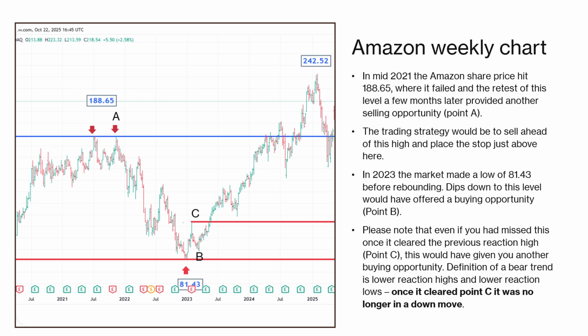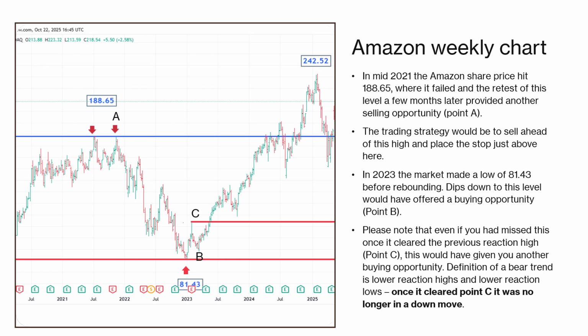This is an example on an Amazon weekly chart. First of all, we look at resistance. In mid-2021, the Amazon share price hit 188.65, where it failed. And the retest of this level a few months later at point A provided you with another selling opportunity. So the trading strategy would have been to sell rallies to here and put a stop just beyond this level. Very good risk reward.